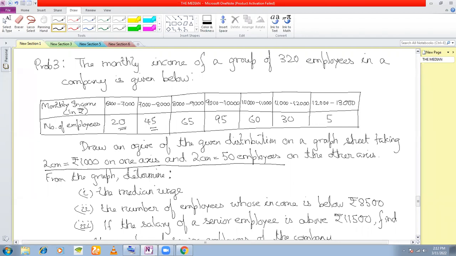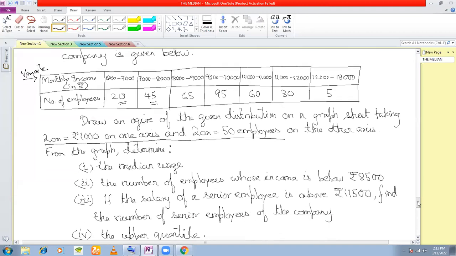So for the median, which one is the variable here? You have to find out the median income, right? So this one is your variable, and where is the variable plotted? The variable is plotted on the x-axis. So therefore, the monthly income must be plotted on the x-axis, right? And the cumulative frequency for the number of employees must be plotted on the y-axis, right?